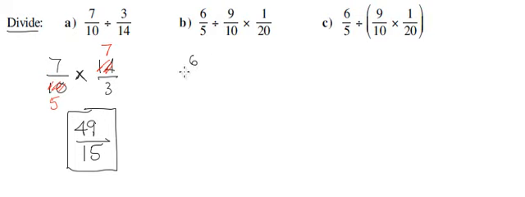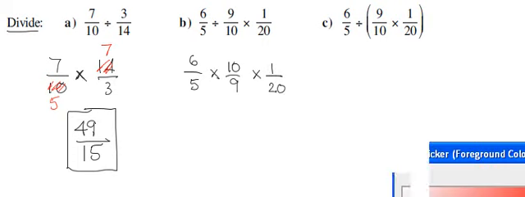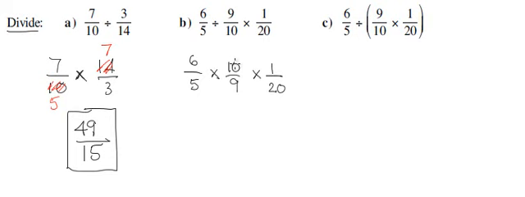So this becomes 6 over 5 times 10 over 9 times 1 over 20. We'll do the reducing thing before we go on. 10 and 20, that's too good to pass up. 10 divided by 10 is 1. 20 divided by 10 is 2.